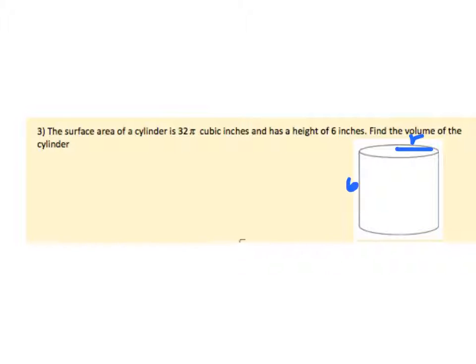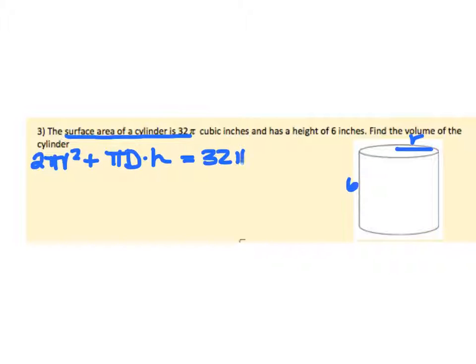So if I know the surface area is 32 pi, in order to find the surface area of a cylinder, that's going to be 2 pi r squared, because there's two circular bases, plus the circumference, or pi, times diameter, times the height, equals 32 pi. Okay. What I want to do with this is, since I have three variables, I have the radius, the diameter, and the height, I want to get this down to one variable.